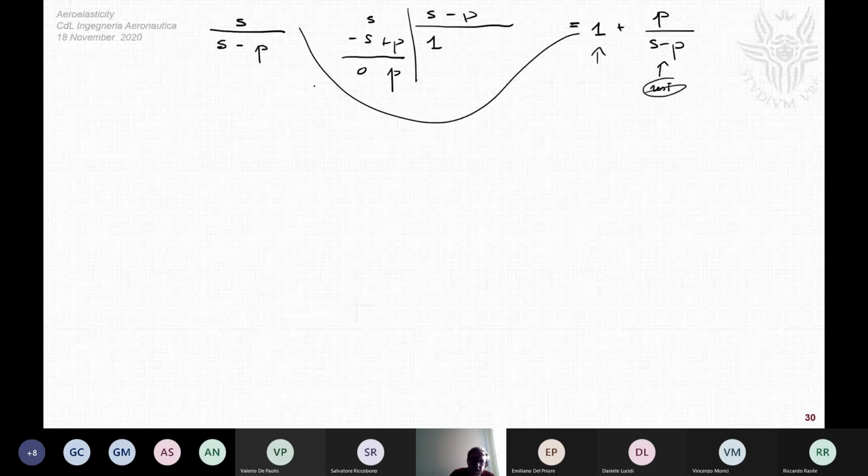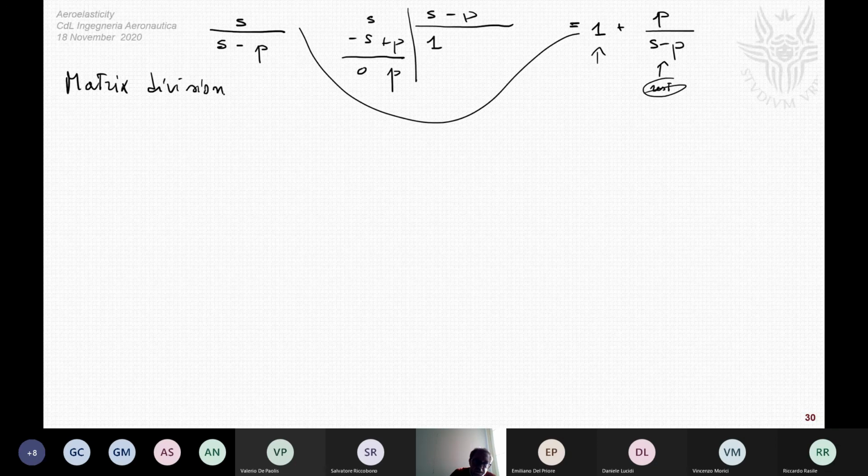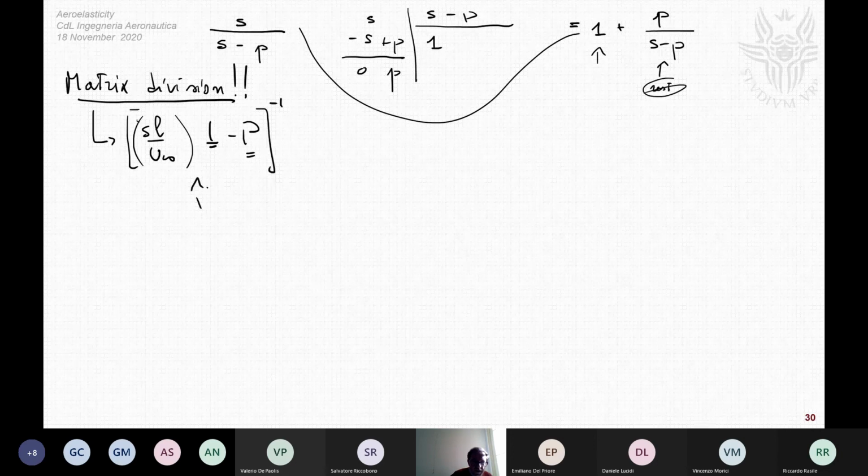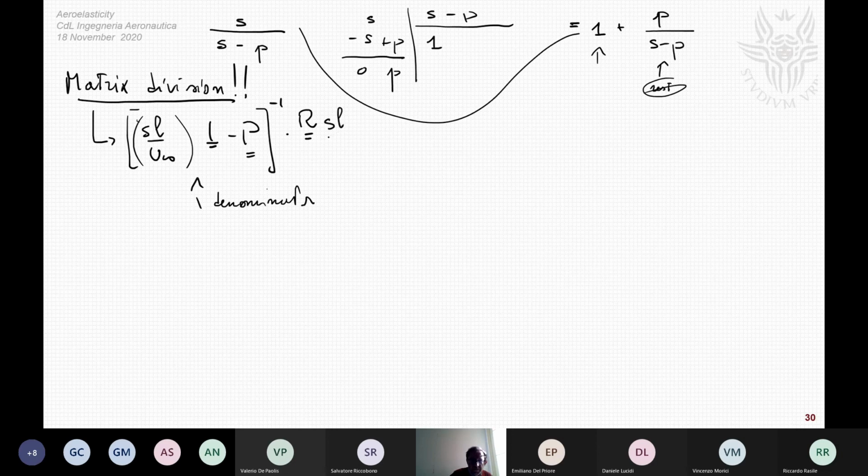Okay, unfortunately we have a matrix division. What can we do? In particular, we have SL divided by U infinite times I minus P to the minus 1. This is the denominator. And we have a numerator like R SL by U infinite.